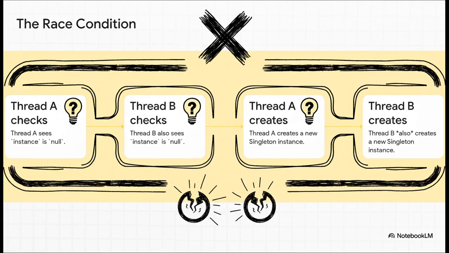So thread B comes in, it also checks, and what does it see? It also sees that the instance is null. The trap is now officially set. Thread A eventually wakes up and creates an object, and then, a millisecond later, thread B wakes up and it creates another object. Our singleton's one and only rule has been completely shattered.